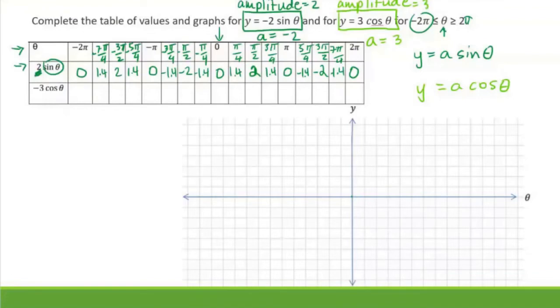We're going to need some tick marks on our graph, so we'll have pi over 4, 2 pi over 4, 3 pi over 4, 4 pi over 4, 5 pi over 4, 6 pi over 4, 7 pi over 4, 8 pi over 4, or 2 pi. So I'll just label these. All right.